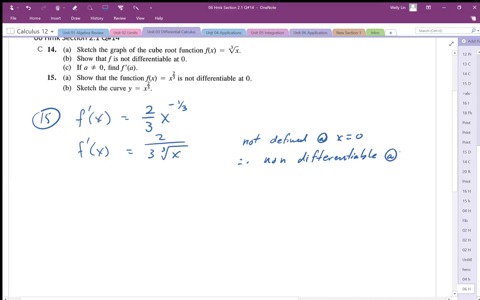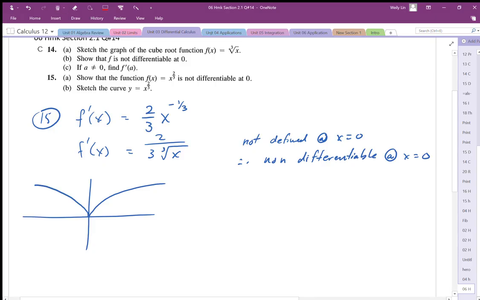at x equals 0. Now, it's differentiable for every other number because 0 is the only restriction on the derivative. So it's not differentiable at 0 only, but differentiable everywhere else. If I sketch the graph of this function, I end up with a graph that looks like this.